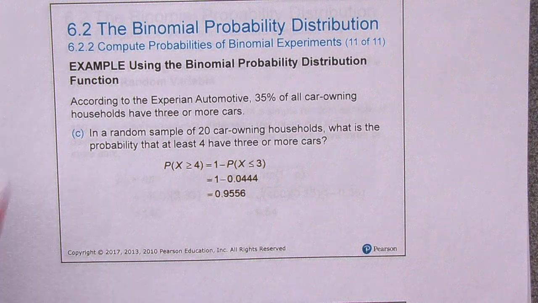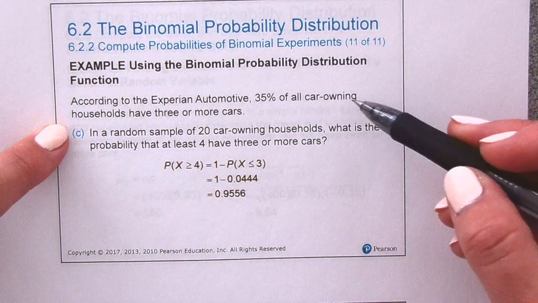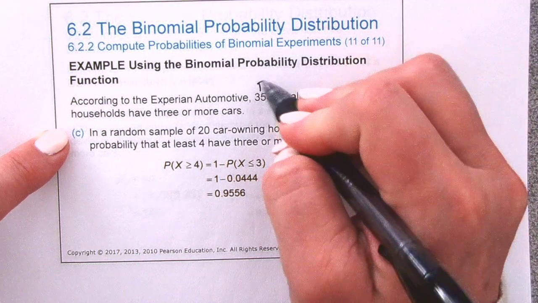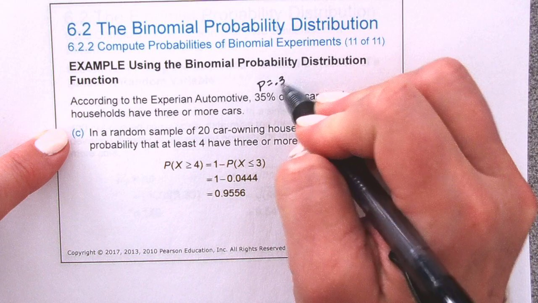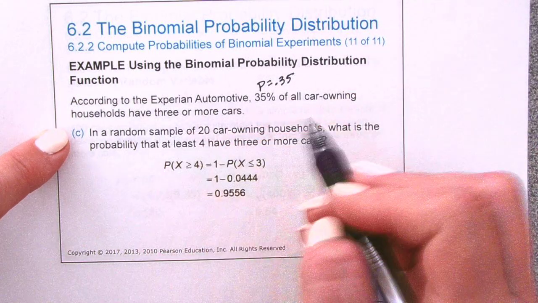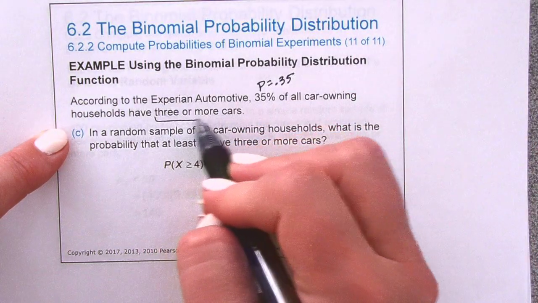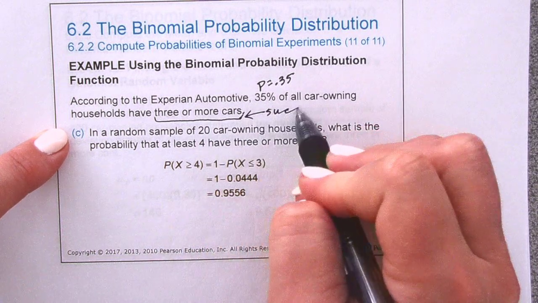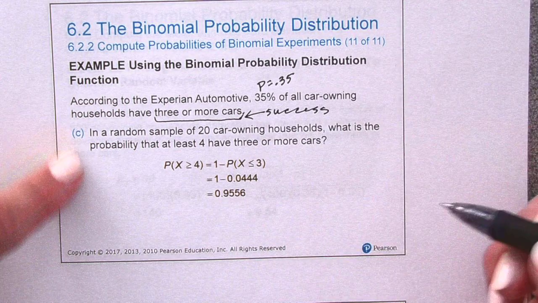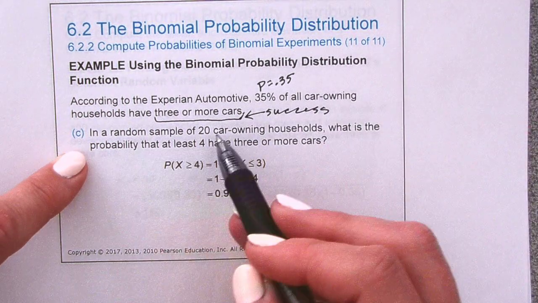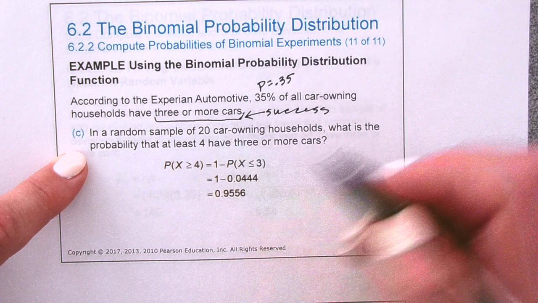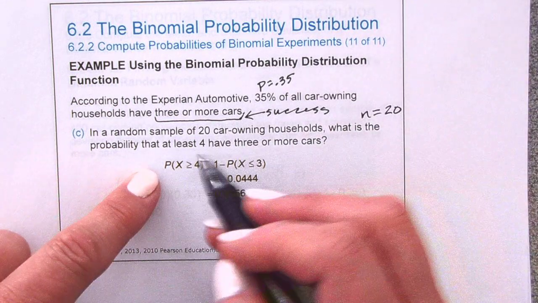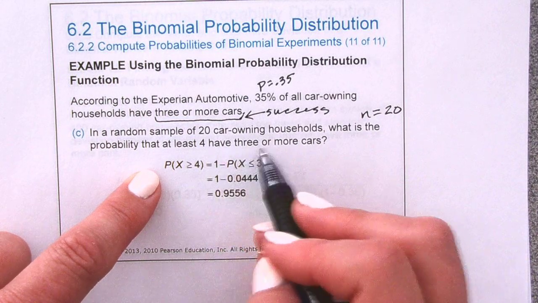According to Experian Automotive, 35% of all car-owning households have 3 or more cars. So again, the p, the probability of success, is 0.35. Having 3 or more cars is a success, so not having 3 or more cars is a failure. In a random sample of 20 car-owning households, so again, n equals 20, what is the probability that at least 4 have 3 or more cars?